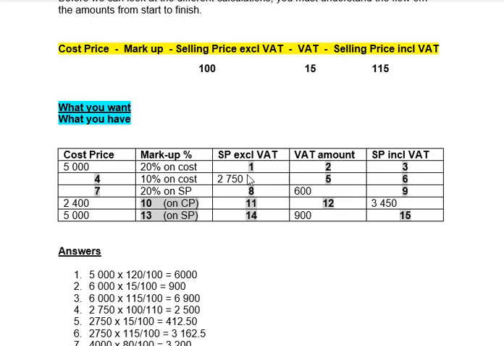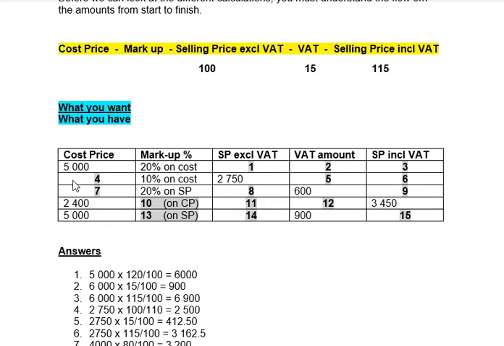Once you have two, you're going to simply say before VAT it was 6,000, VAT is 900. If I add those two together, I get to 6,900, my inclusive amount. Or you can still use what you want over what you have. I have the 6,000. For number three, I'm looking for the inclusive amount, so I want the 115. I have 6,000, I have number one, I have the 100. So times by 115 over 100 will give you the same answer, 6,900.